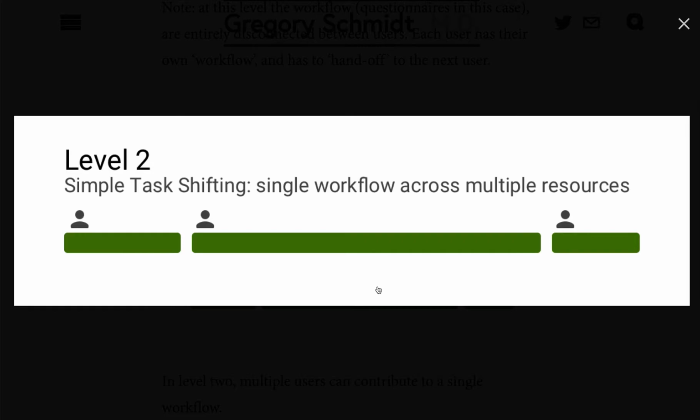We now move into level 2. So level 2 is simple task shifting, where one workflow can be divided among multiple users. So in this case, we still have a clinic questionnaire, just like in level 1, but information from the first user can flow into the second user's chart, which can then flow into the third user's chart. And so you could imagine a patient coming into the hypertension clinic, being seen by the nurse. That information goes into the physician questionnaire, and then that information goes into the pharmacist questionnaire. Very smooth.